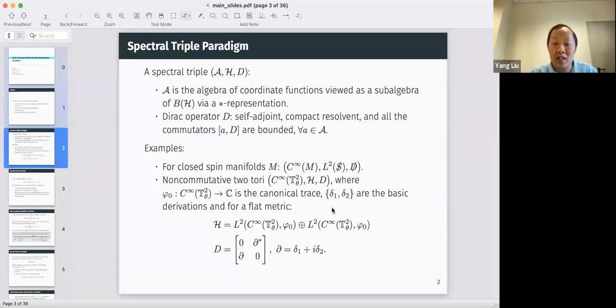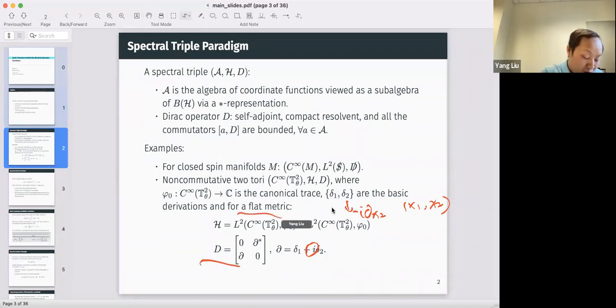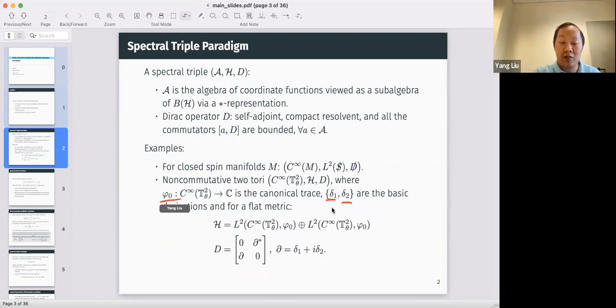You can think of them as minus i times the partial derivatives with respect to x1 and x2, which are the coordinate functions on the two torus. Here the parameter tau is the modular parameter, the parameter for the usual complex structures on the torus. This Dirac operator gives you a flat metric. I mentioned this example because I just want to review the basic notations for non-commutative tori.